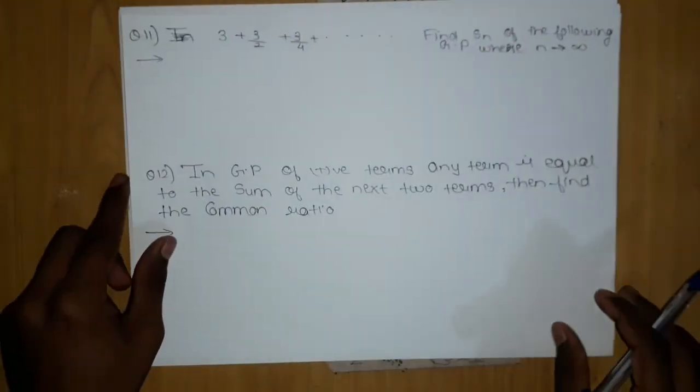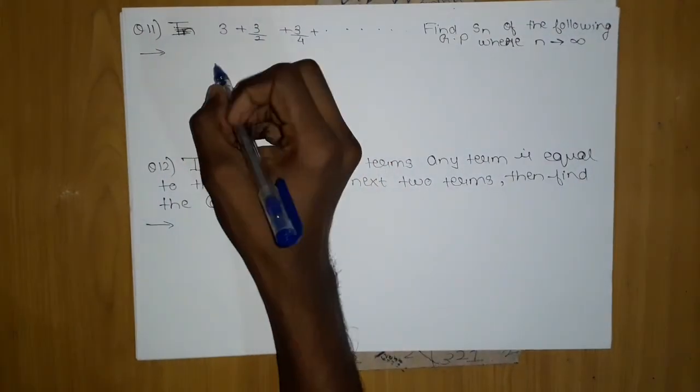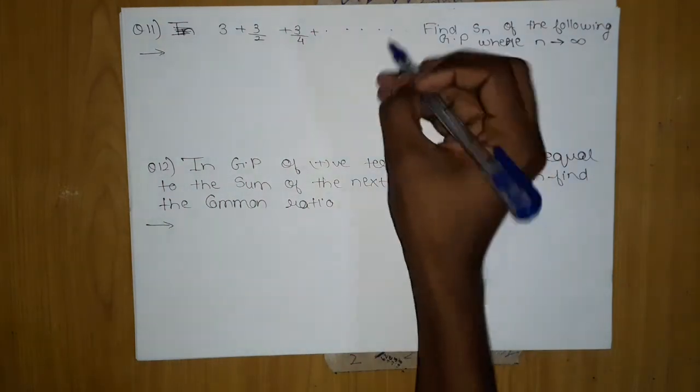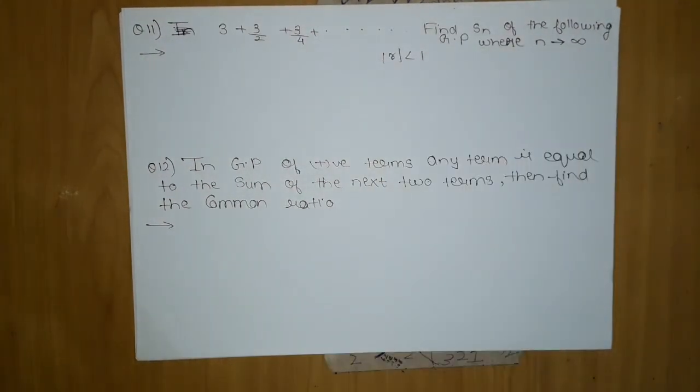This is the next question, question number 11, which says 3 plus 3 by 2 plus 3 by 4 till some terms. Find the Sn of the following GP where n tends to infinity. Now here they have mentioned that n tends to infinity, so we want to find the r. As I have told, this condition occurs when it is in mod r less than 1 condition. So r will be less than 1.